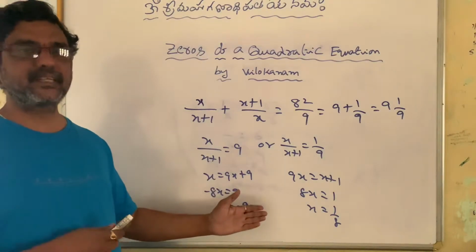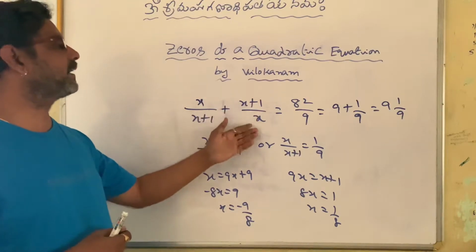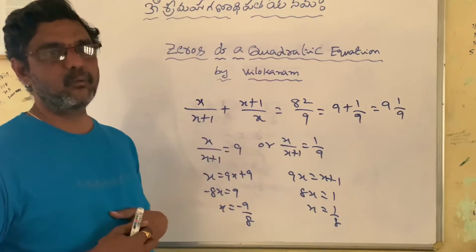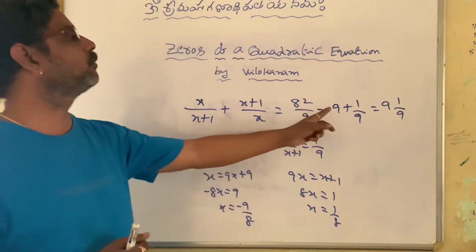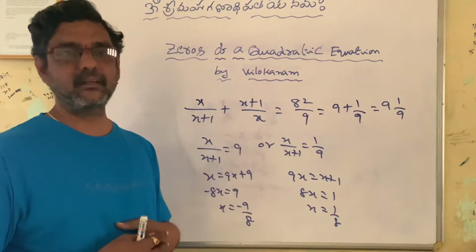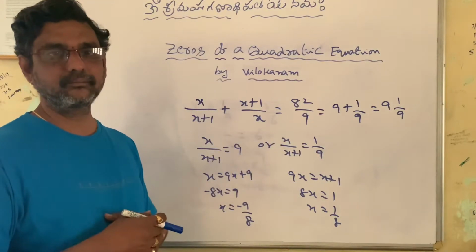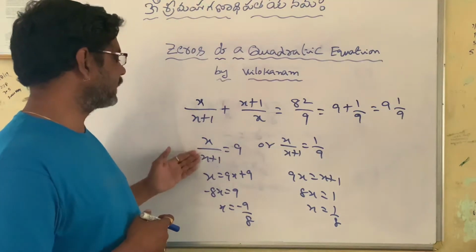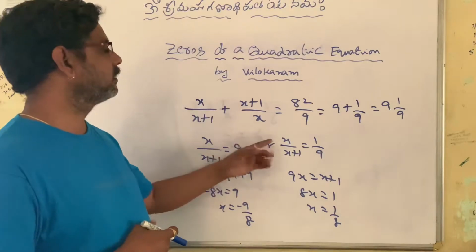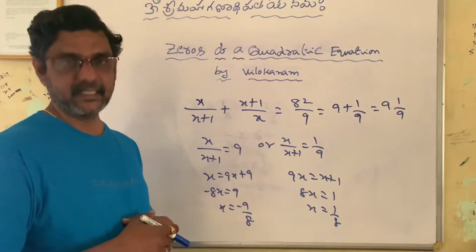Once again, observe this equation: x by x plus 1 plus x plus 1 by x. These two terms are reciprocal to each other. And this is 82 by 9. We can express this number also as 9 plus 1 by 9, or 9 1 by 9. So these two are also reciprocal to each other. Then what we can say? This x by x plus 1 is either 9 or 1 by 9. If x by x plus 1 is 9, then the x value will be minus 9 by 8. If x by x plus 1 is 1 by 9, then x is equal to 1 by 8.